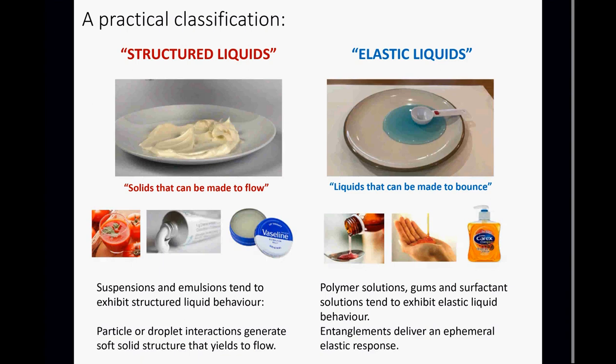So suspensions and emulsions typically exhibit this structured liquid behavior, where you have this soft solid structure, but then you can make this flow with the application of sufficient force or sufficient stress. And polymer solutions and surfactant solutions typically occupy this elastic liquid category, where they'll pour and they'll flow, but you could also get them to show that elastic bounce and wobble.